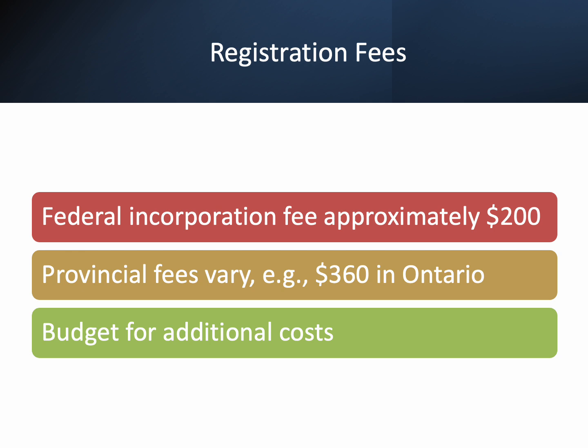For federal incorporation under the CBCA, the filing fee is approximately $200, payable to Corporations Canada. Provincial fees vary. Ontario charges about $360 under the OBCA, while Alberta's fee is around $450. Additional costs include NUANS searches, $20 to $60, or legal fees for complex structures. For example, a small business must budget for these fees.